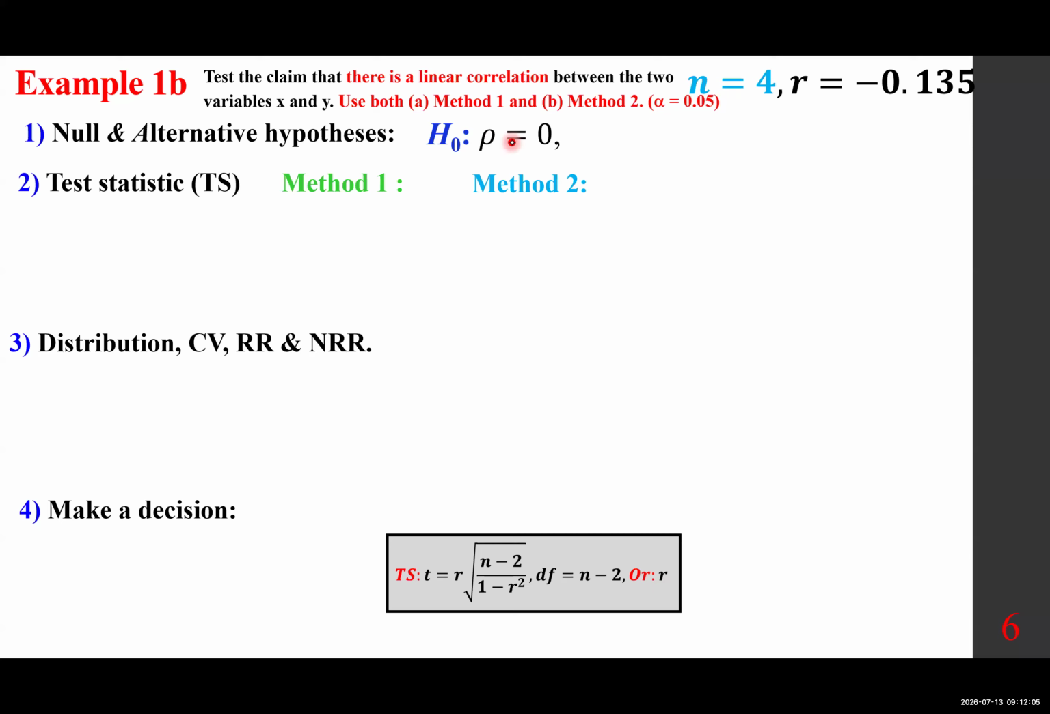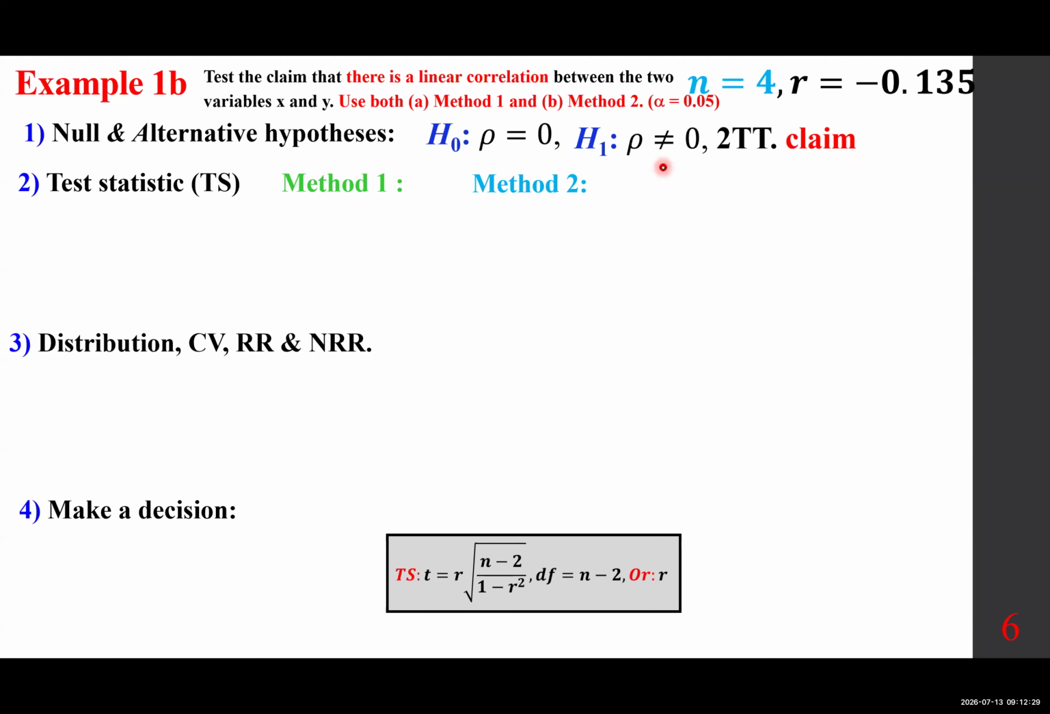H0: rho is 0, H1: rho is not 0, which makes it a two-tailed test, and that's the claim. So we are testing to see if there is a linear correlation. Okay, so this is the claim. If rho is not equal to 0, then there is a correlation. So having said that, we have to go with the test statistic, the next part.